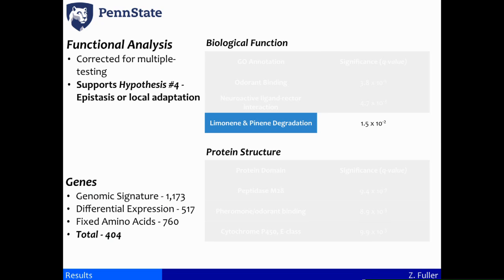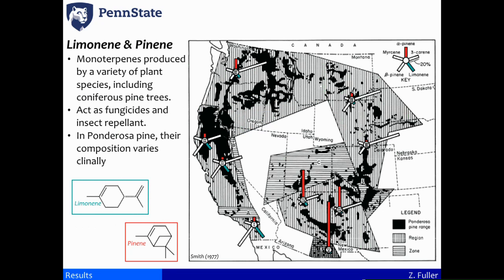with genes enriched in the limonene and pinene degradation pathway. So limonene and pinene are monoterpenes, or chemicals that are produced by a variety of different plant species. And in nature, they act as antifungals and as insect repellents, particularly for pine beetles. What makes this result interesting is that work in the 70s demonstrated that within the ponderosa pine, the relative composition of these chemicals varied clinally along the American Southwest.